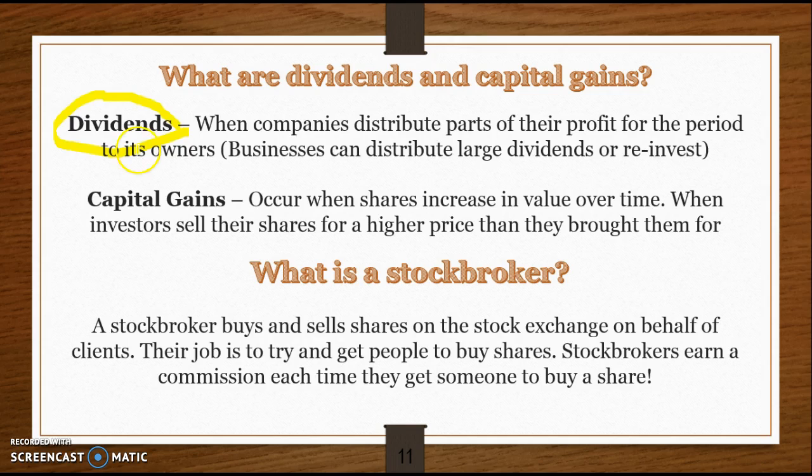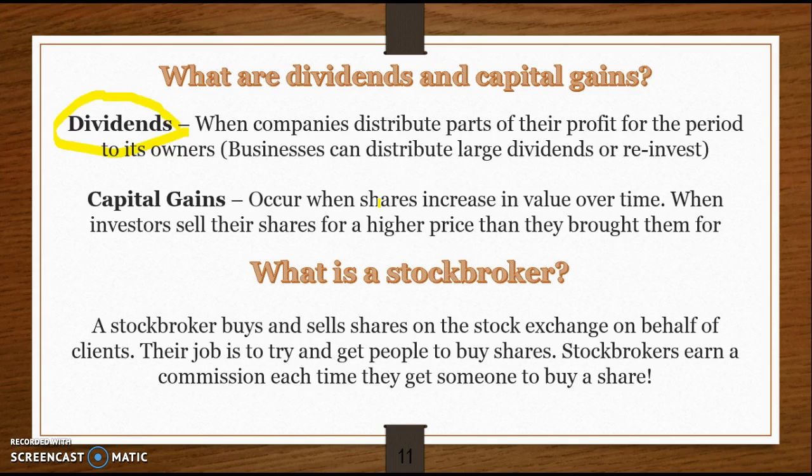Capital gains occur when your share price increases in value. So if you buy a share for $20 and it sells for $30, you make a capital gain of $10 per share. So if you've got 1,000 shares, you'll make $10,000. So capital gains is when you make money because your share price increases. Dividends is just basically a payment that the company can give you because they're making a profit at that point in time.